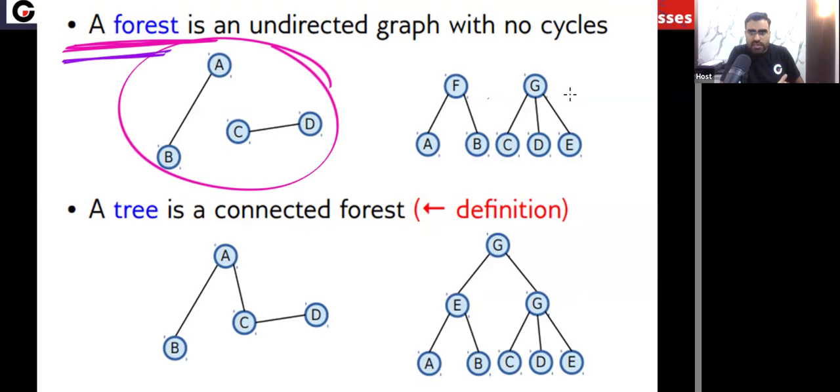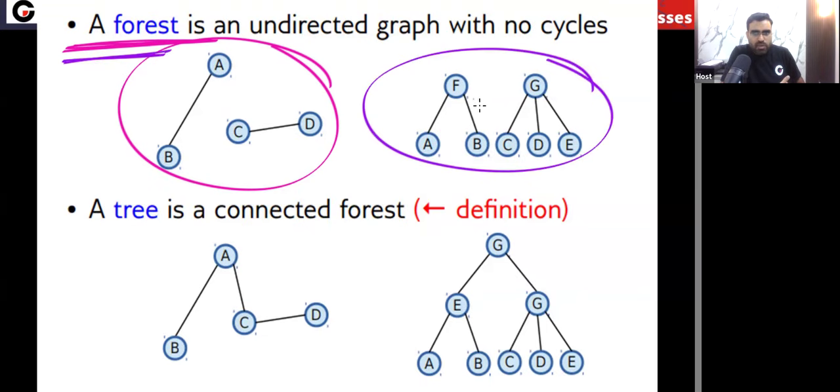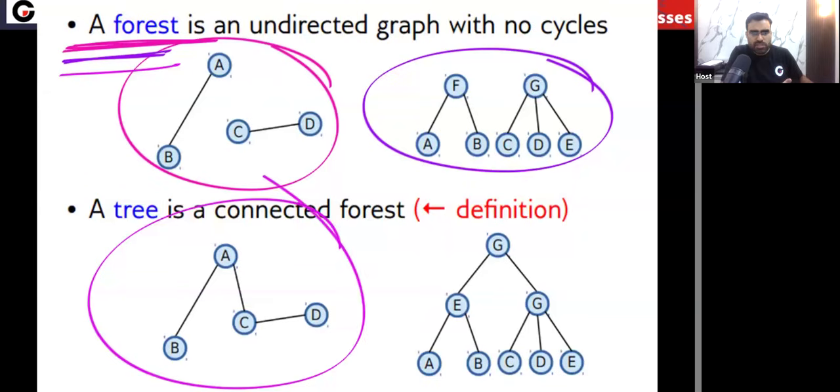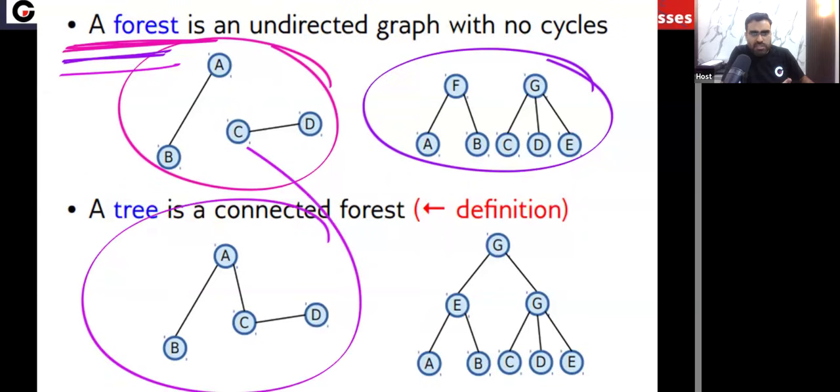Forest means acyclic. This is also a forest. Okay, you can see this is also a forest. Every tree is a forest because there is no cycle, so this is a forest. Yes or no? Forest means acyclic. There is no cycle here, so this is also a forest. But remember, this is a tree also because this is a connected forest.